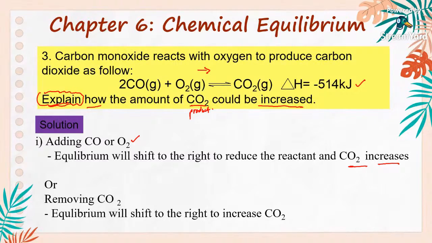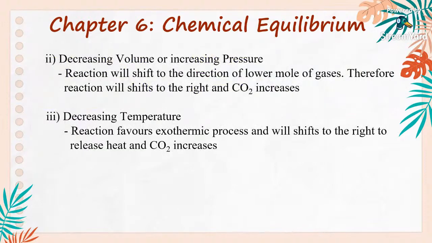Another option will be removing CO2. So you will always refer to what is the marks given in the question, based on the marks, how many points maybe that you can give. So removing CO2 means the equilibrium will shift to the right to increase CO2. And then you may also want to give in terms of volume or pressure: decreasing volume or increasing pressure.